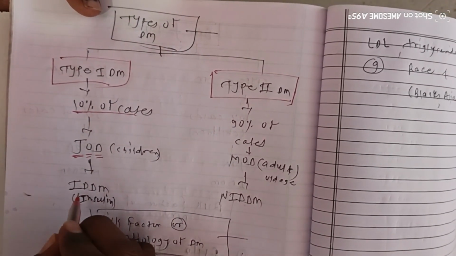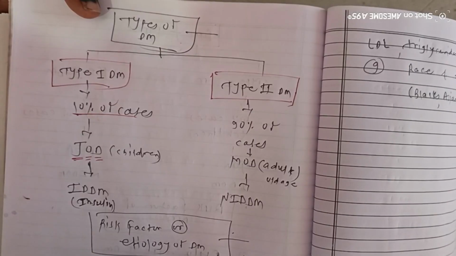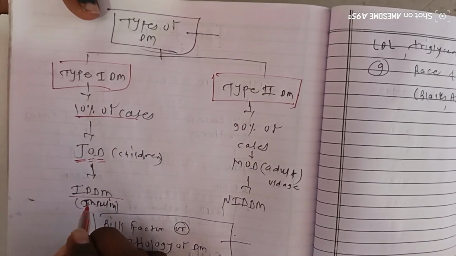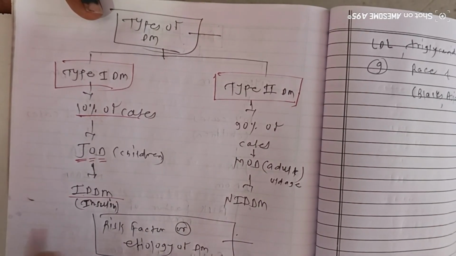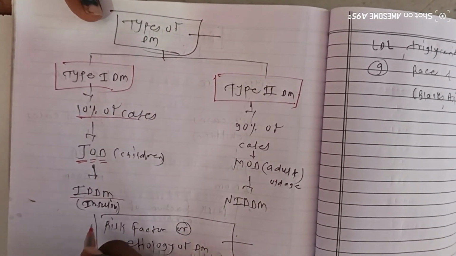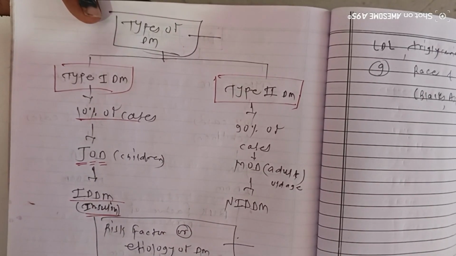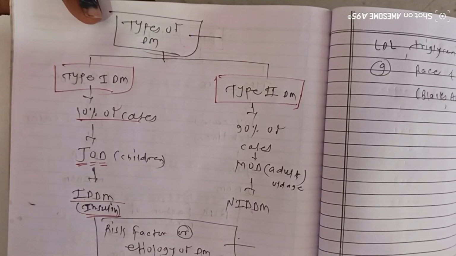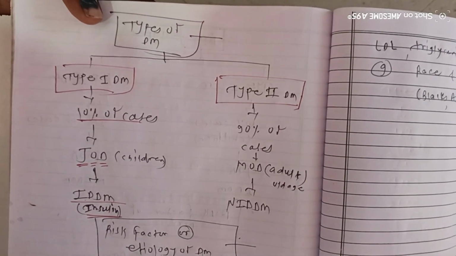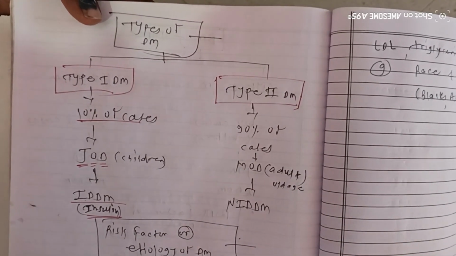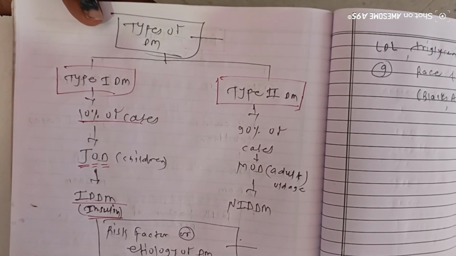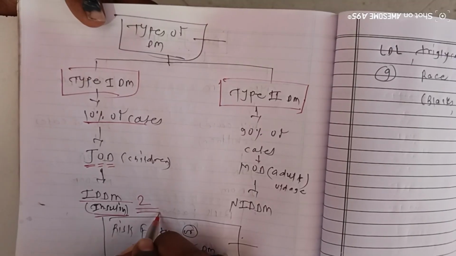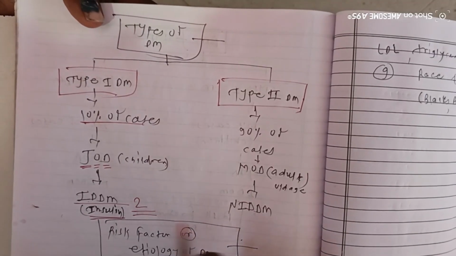Another name for juvenile diabetes mellitus or type 1 diabetes mellitus is insulin dependent diabetes mellitus, because the only treatment of type 1 diabetes mellitus is insulin. There is no tablet available for insulin. Insulin is available only in injectable form, and whenever a person with type 1 diabetes mellitus takes a meal, he has to take an insulin injection. If the person is taking a meal twice, then the injection should be given before the meal twice.